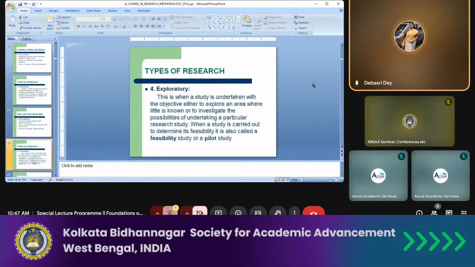Now, after discussing all those things, I will come to another category, which is exploratory research, something different from descriptive research too.